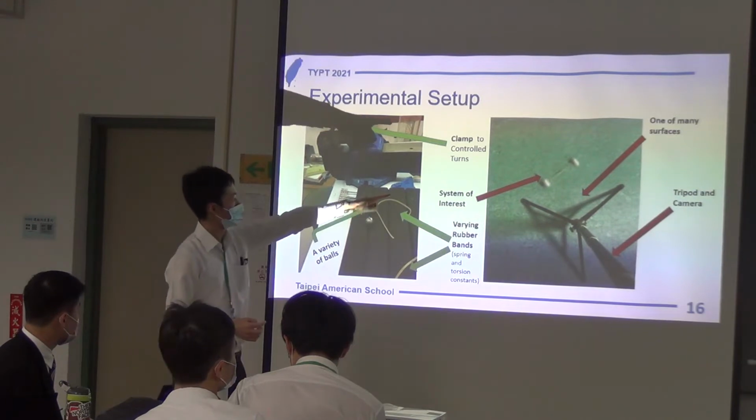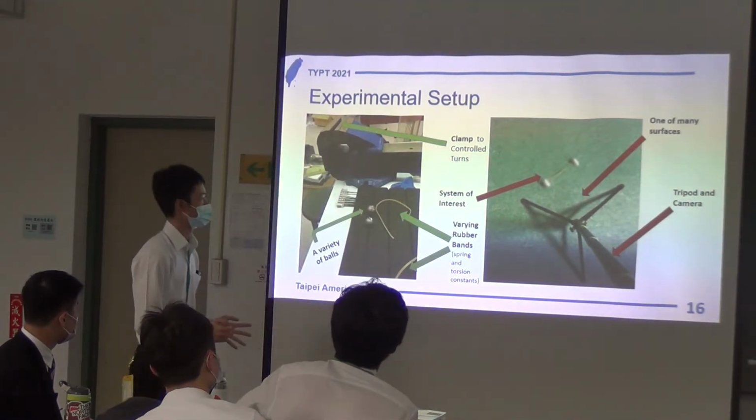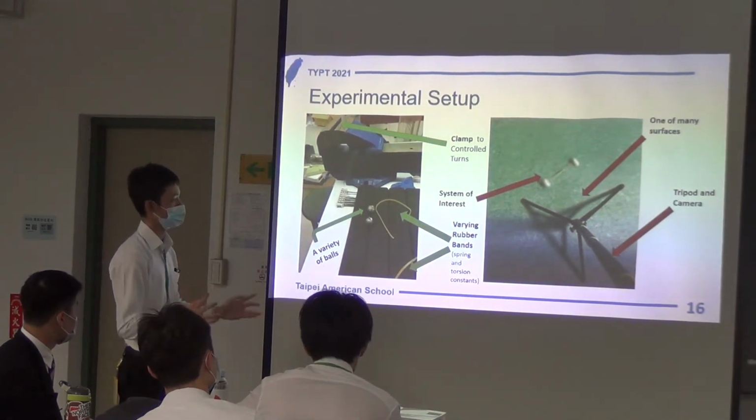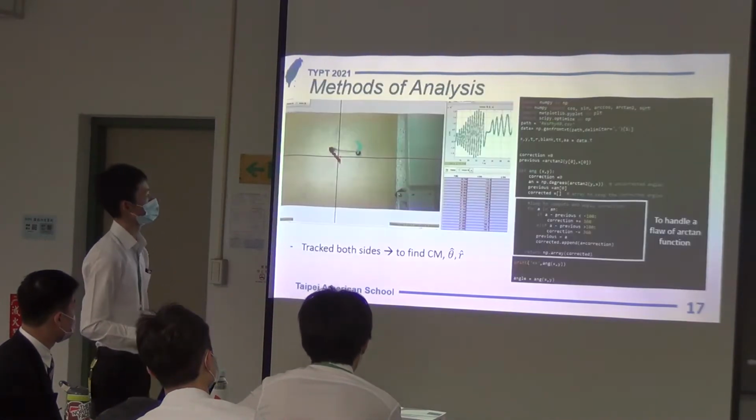And here is our system of interest. And this, for example, is a ground. It's one of many surfaces we use, such as wood, TYPT, which is an extremely low friction surface we use to test for rolling without slipping. And also, we have a tripod with our camera on top.